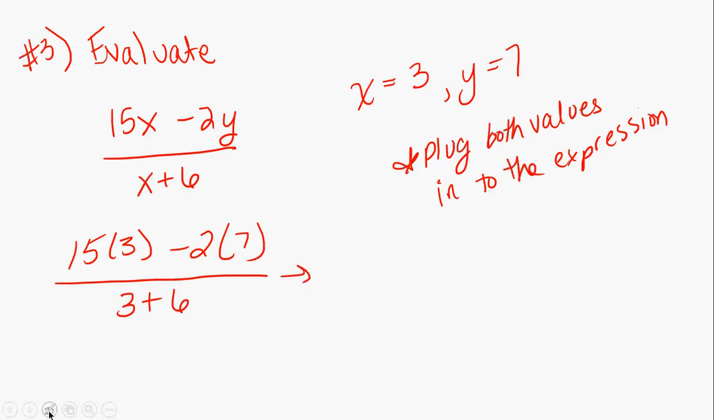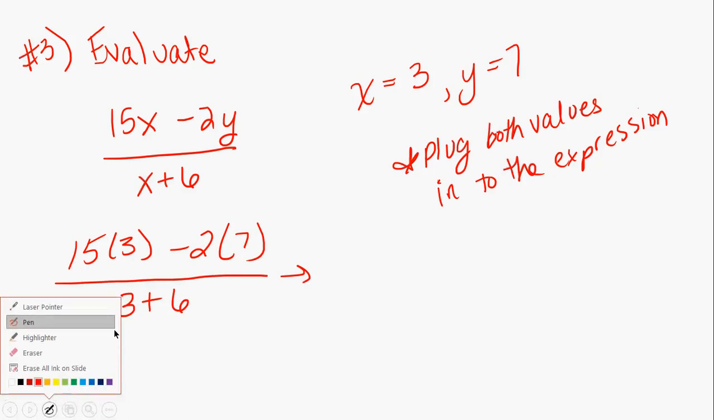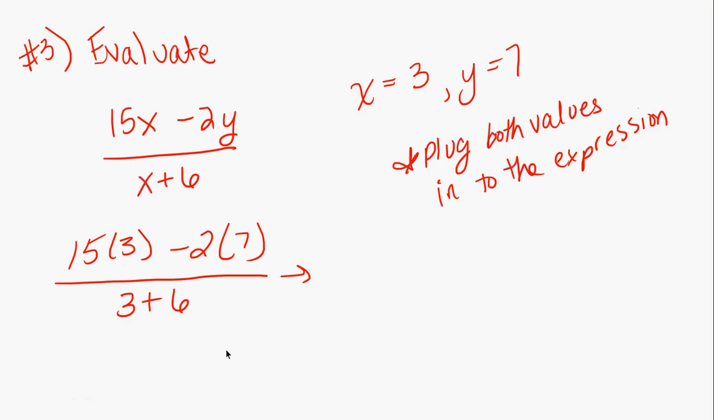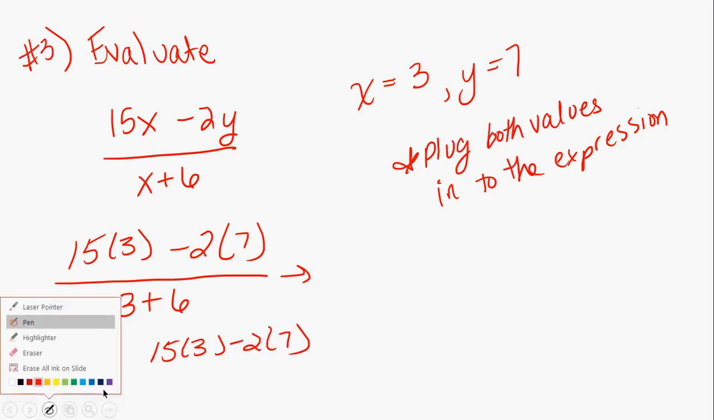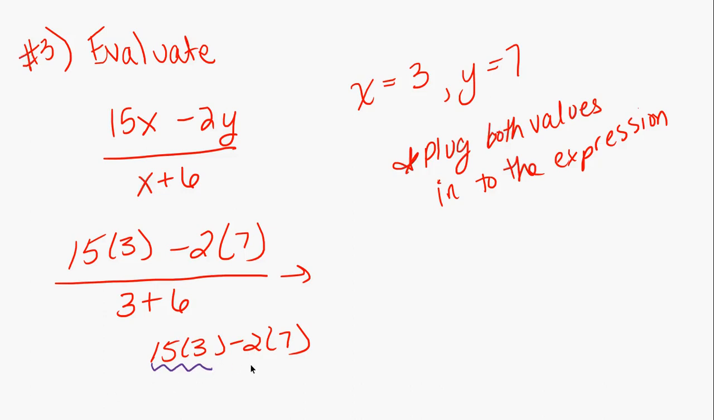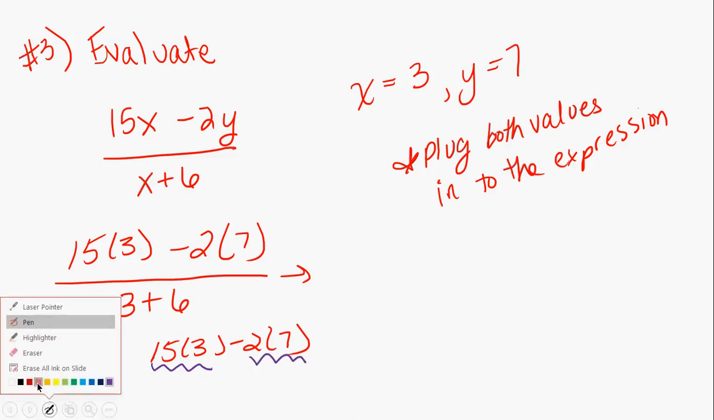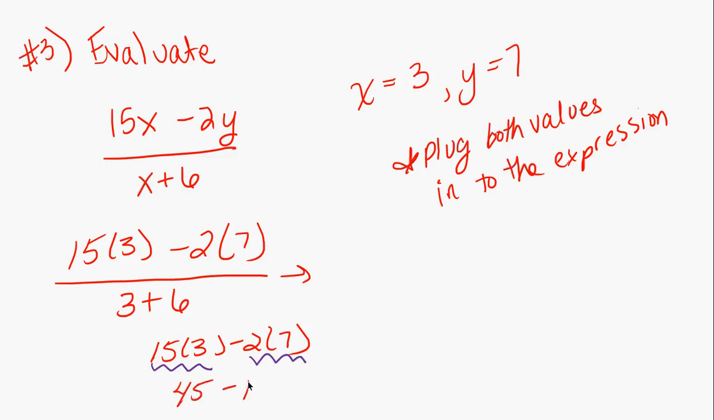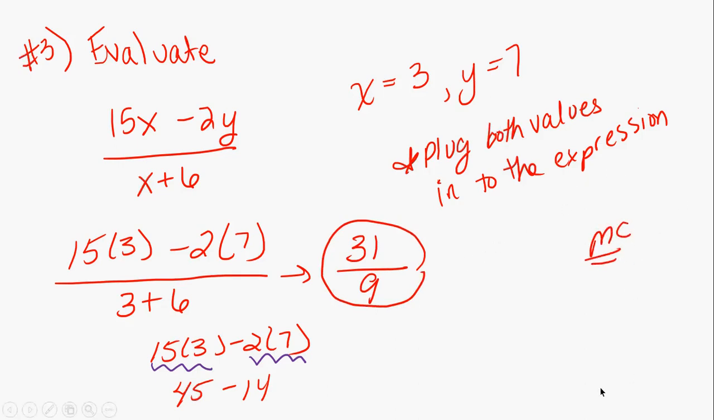And I would just simply do this using order of operations on the top and bottom. So on top, we've got 15 times 3 minus 2 times 7. So we will have 15 times 3 and negative 2 times 7. So that gives us 45 minus 14. 45 minus 14 is 31. Over 3 plus 6 is 9. And that would be your answer. And that is also a multiple choice question.